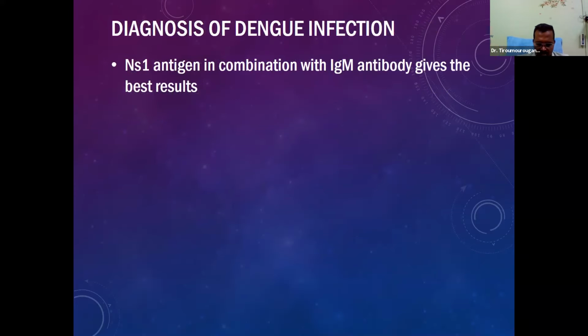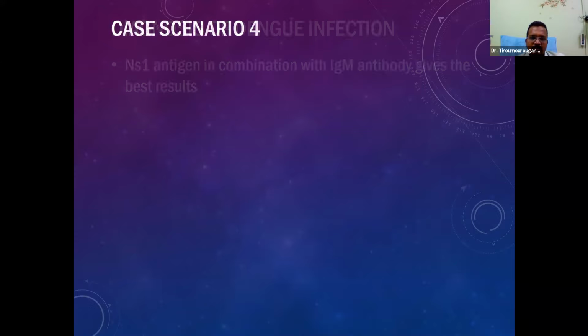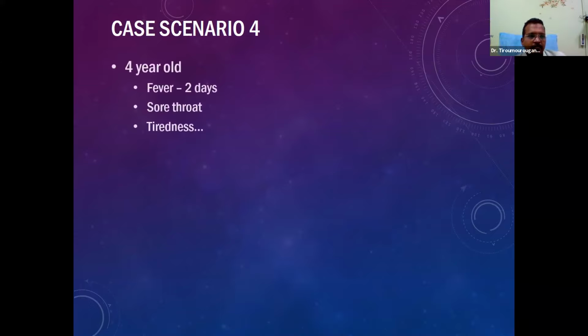So the best way, if you want to confirm a diagnosis, is to do an NS1, and then along with it, if you get an IgM positive, then we are probably very sure that we have got dengue. So pretty much useful. NS1 is pretty much useful. So one more disease where a rapid diagnostic test is useful is dengue.